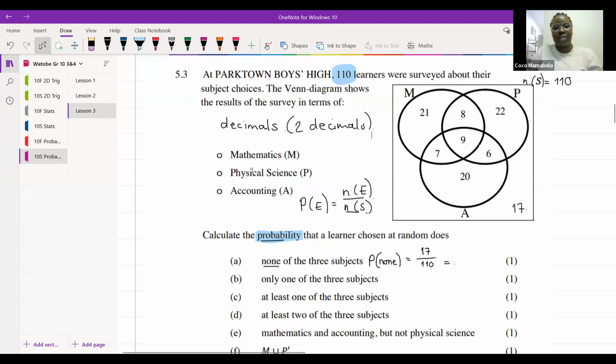Okay, 2 decimals. Namisile, do you have a question for me? I see your hand is still up. No, I just wanted to answer because I think I'm getting the hang of this. So I wanted to participate.